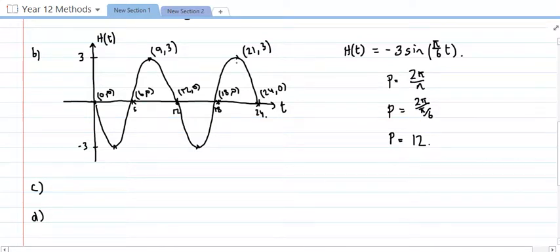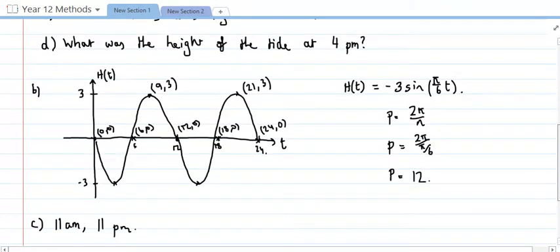And the thing that's important to remember here is that it is time after 2 a.m. So this here means 9 hours after 2 a.m, which would mean 11 a.m. And this here means 21 hours after 2 a.m, which would mean 11 p.m, which again makes sense because we have a 12-hour period of this thing.